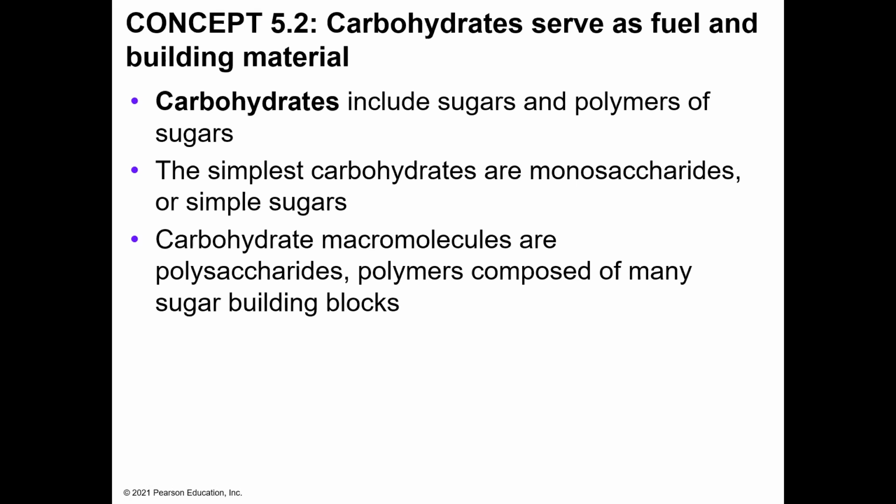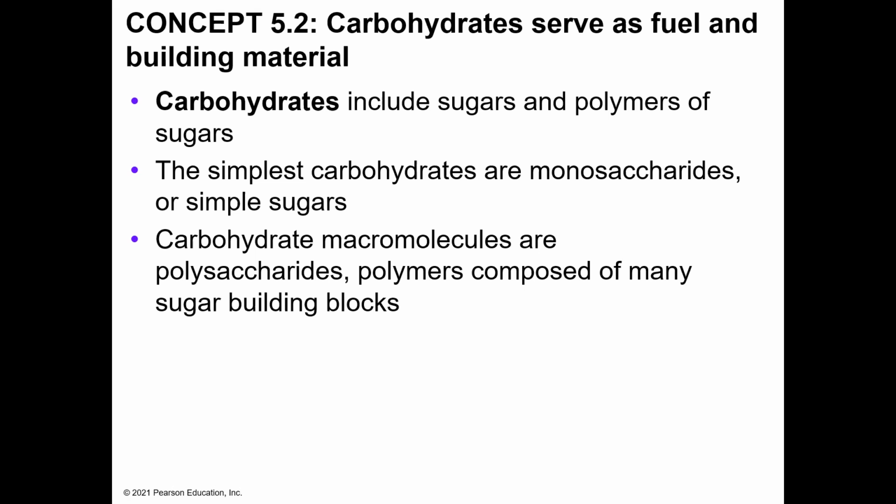So the first macromolecule that we're going to cover is carbohydrates. Carbohydrates serve as fuel and the building material that is necessary for a lot of biological function. Carbohydrates include sugars and polymers of sugars. So if it is a sugar, it's a carbohydrate. If it's labeled as a fiber, for example, it's a carbohydrate. The simplest carbohydrates are monosaccharides, or what we call simple sugars. Now, the word monosaccharide: mono means one, saccharide actually means sugar. So one sugar is what that word means.